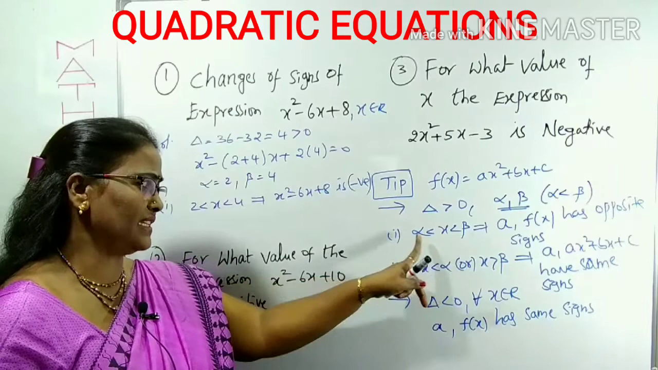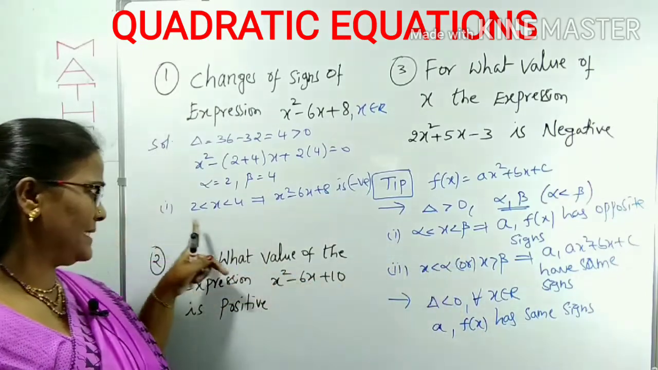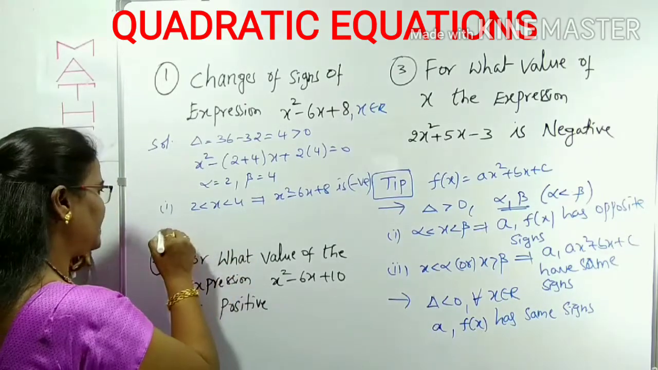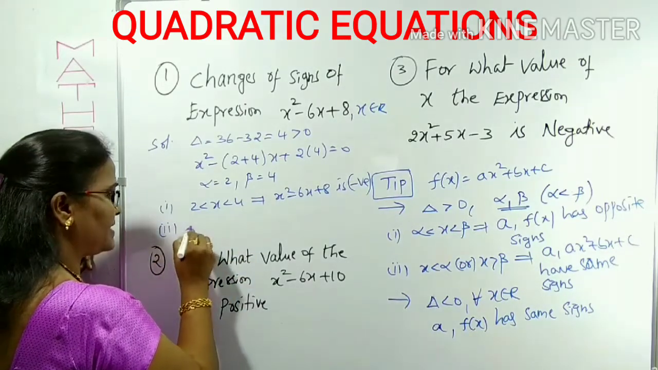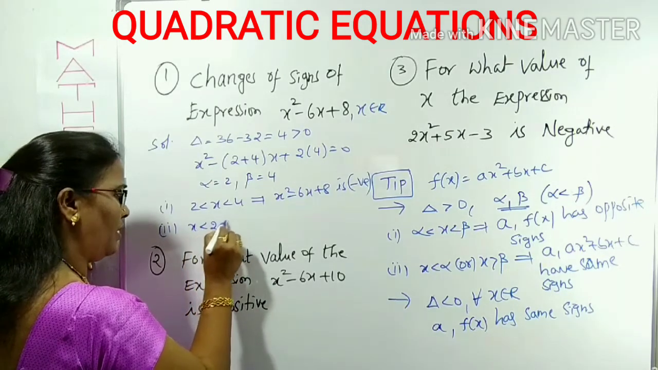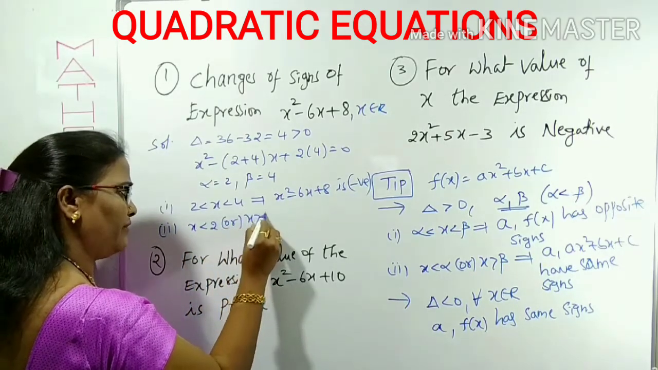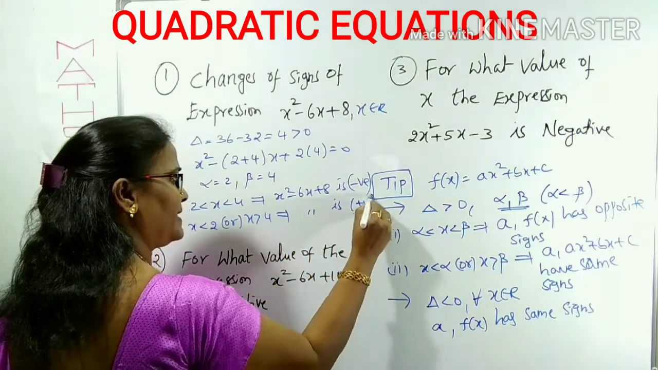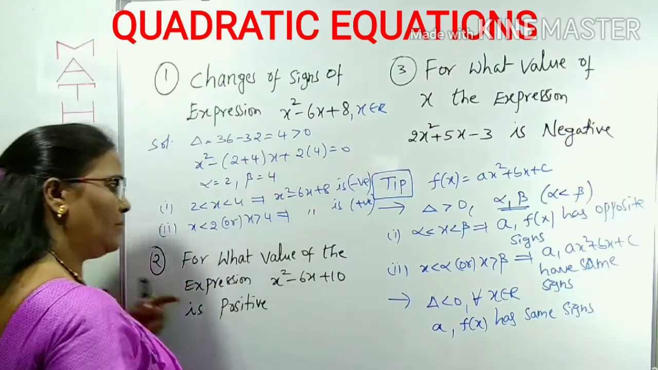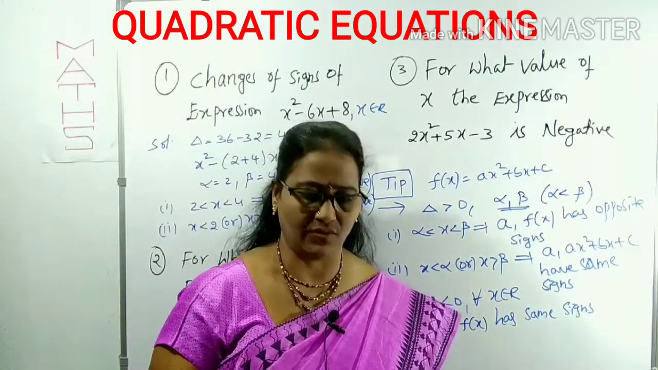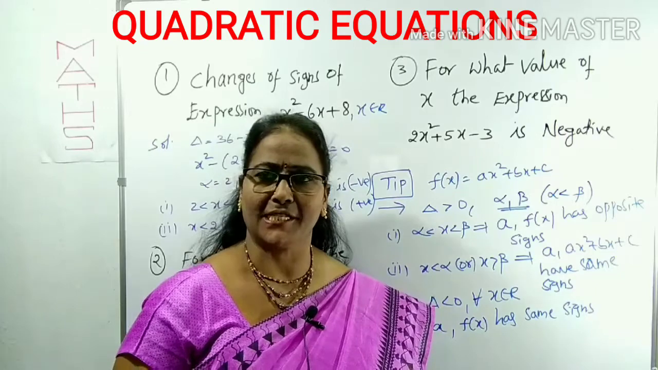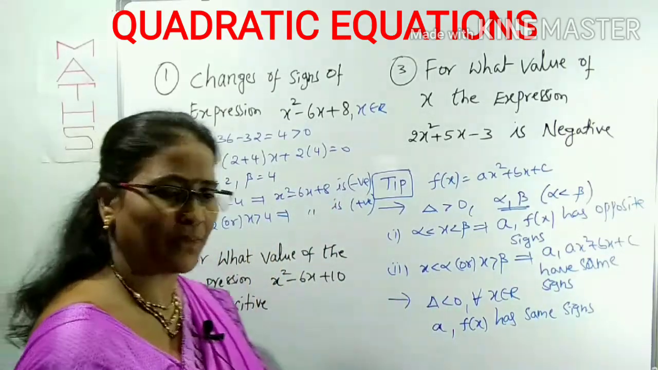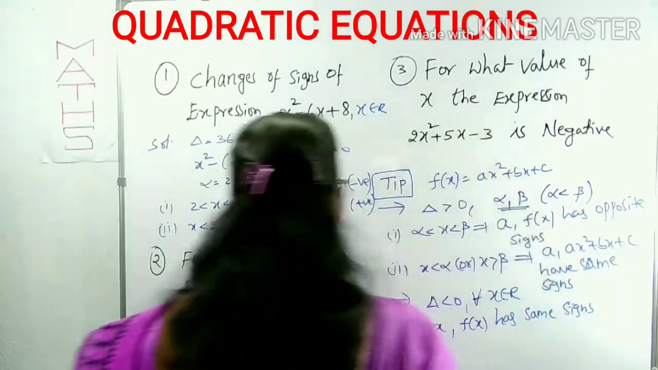For what value of x? X lies between alpha and beta. In this question, what are alpha and beta? 2 and 4. That's it. Now in case of the second point, when x is less than alpha, meaning less than 2, or x is greater than beta, greater than 4, then compulsorily this is positive. Why is it positive? Already a is positive. Both have the same signs. That's it. Over. The changes of signs, for what values of x, are given to you for this. Is it clear? Now come to the next question.